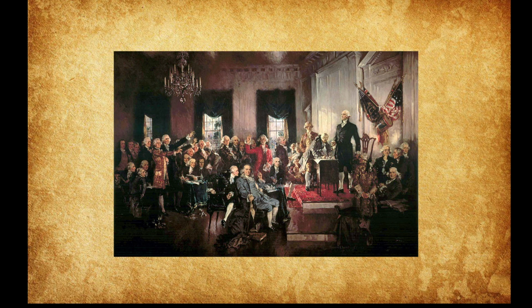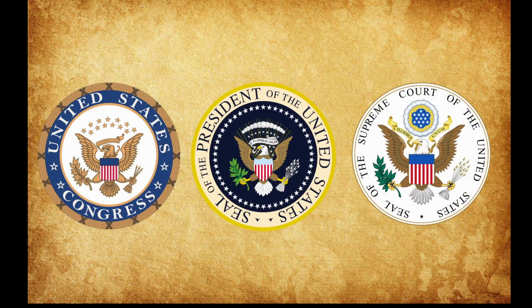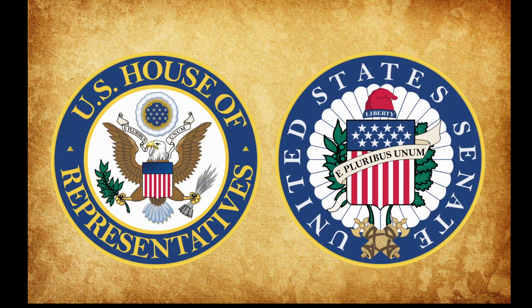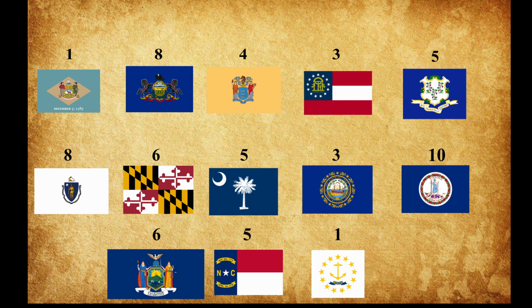This new constitution split the government into 3 branches: the legislative, the executive, and the judicial branches. The legislative branch was divided into the House of Representatives and the Senate. The House was made of representatives from each state. The number of representatives was based on the population of their respective states. The Senate would be made up of 2 senators from each state.